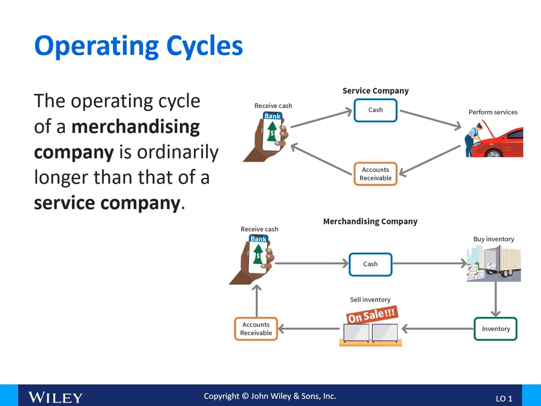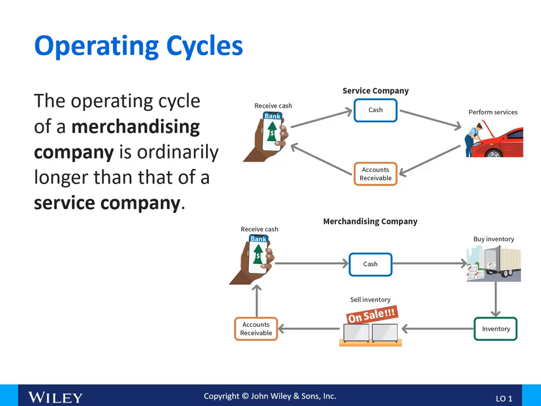The operating cycle of a merchandising company is ordinarily longer than that of a service company. So in the top graphic there, we talked about this before. Service company, we have cash, we're going to perform services, pay our workers. When we perform those services, we're going to have accounts receivable from our customers. Those customers are going to pay us in the future. We receive the cash and we're back to cash. So remember, the operating cycle is cash to cash.